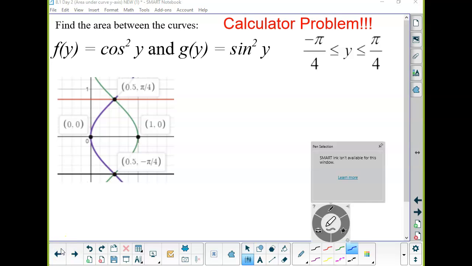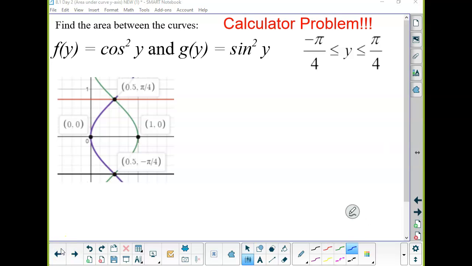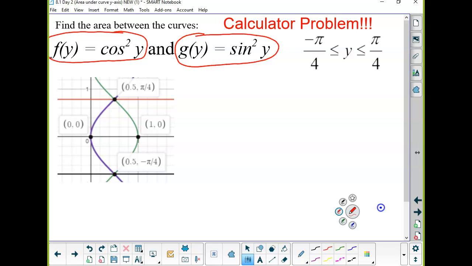This would definitely be one of the times where if you weren't given this graph, I don't expect you to know what the graph of cosine squared y is or what the graph of sine squared y is. Even though you might have an idea, it's really just kind of the inverses of cosine squared x or sine squared x. But use Desmos, it'll give the graph.